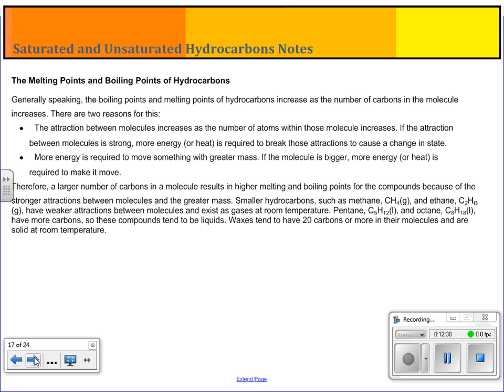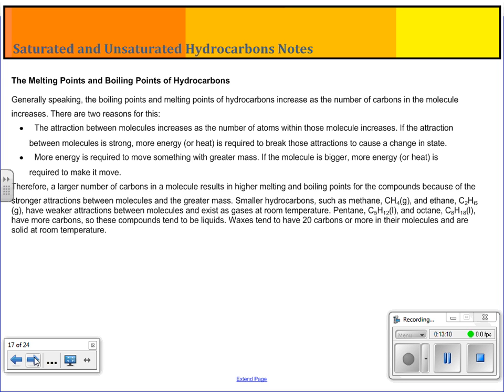So melting and boiling points. Generally speaking, the boiling points and melting points of hydrocarbons increase as the number of carbons in a molecule increases. This is for 2 reasons. So the attraction between the molecules increases as the number of atoms within those molecules increases. If the attraction among molecules is strong, more energy or heat is required to break those attractions to cause a change in state, and then more energy is required to move something with a greater mass. So if a molecule is bigger, even more energy or heat is required to make it move.